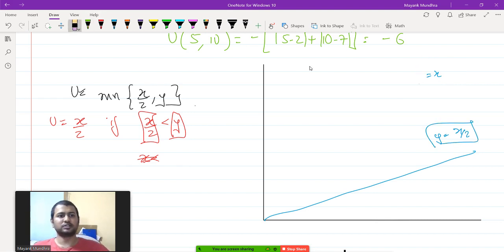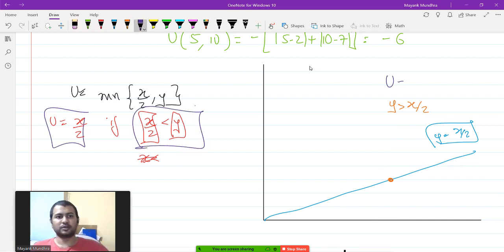Okay, so the region I am looking for is y greater than x by 2. So a point like this will have y equal to x by 2. So if you go up from here, you will have y greater than x by 2. So all the points above this blue line will have y greater than x by 2. Okay, so whenever y is greater than x by 2, utility equals to x by 2. So यहाँ पे utility becomes x by 2. By same logic यहाँ पे utility हो जाएगी y.